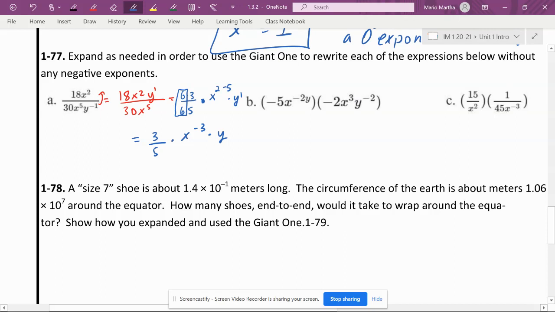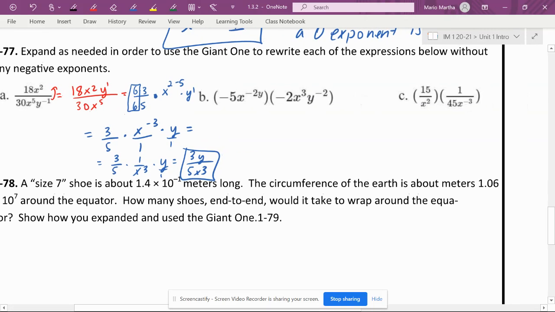Always be careful: we want to rewrite everything with positive exponents. So put a 1 under this and just flip it over. That would be 3 over 5 times 1 over x to the third, times y. Put it all together and you get 3y on top over 5x cubed. If you already picked these patterns up, you don't have to split everything up like I am. I'm just making sure everybody gets the same lesson, so if you're still struggling, there's no worries.